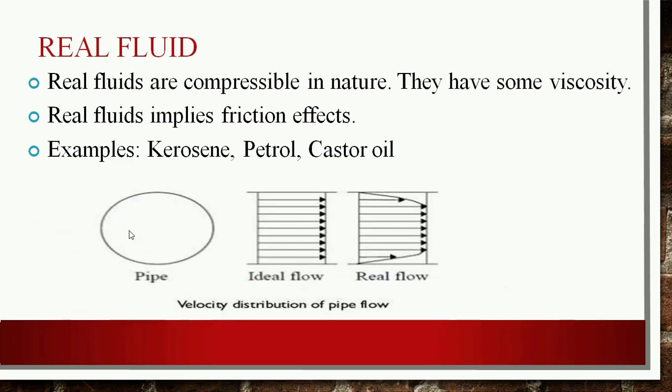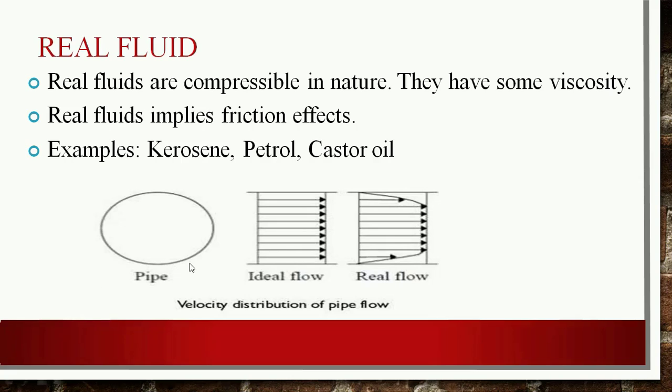The next type is real fluid. Real fluids are compressible in nature. This type of fluid has some viscosity. Real fluids imply friction effects and they exist in nature. Examples: kerosene, petrol, castor oil, likewise.